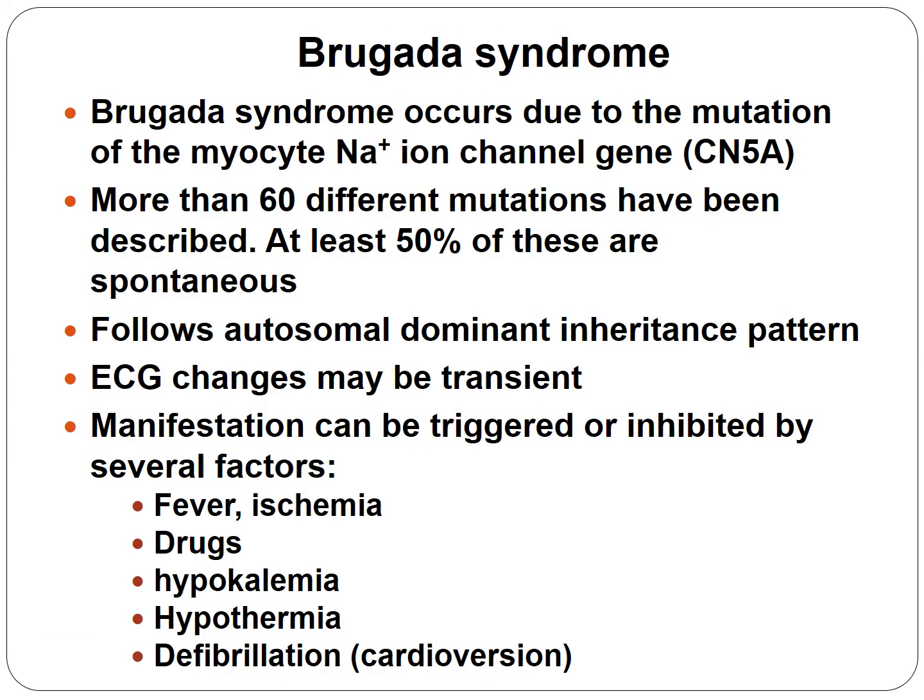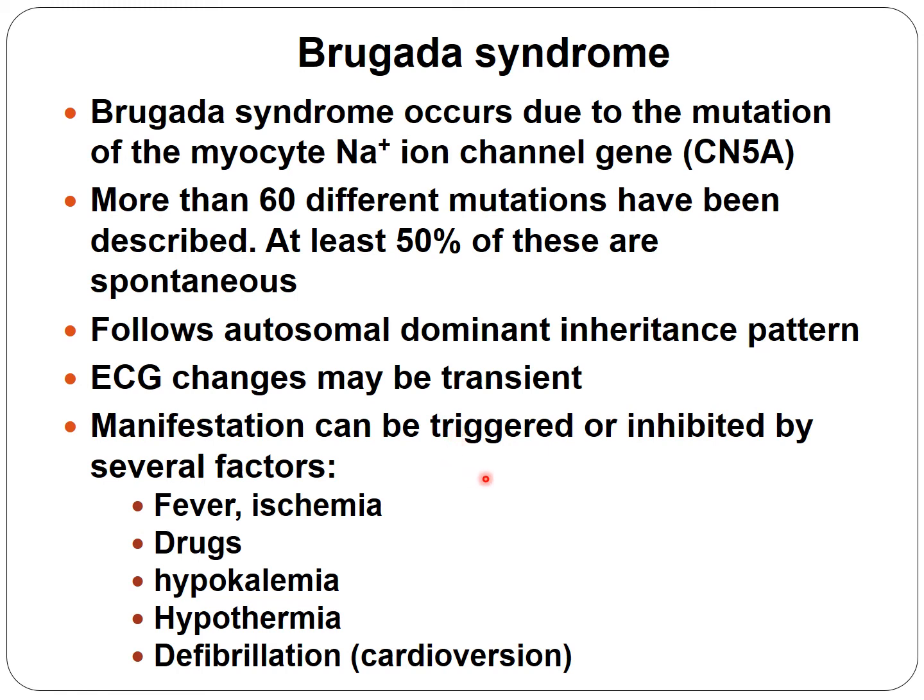Brugada syndrome. Brugada syndrome occurs due to the mutation of the myocyte sodium ion channel gene, SCN5A. More than 60 different mutations have been described so far. At least 50% of these are spontaneous mutations. It follows an autosomal dominant inheritance pattern. ECG changes may be transient.